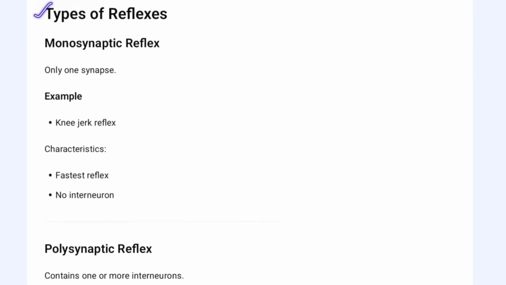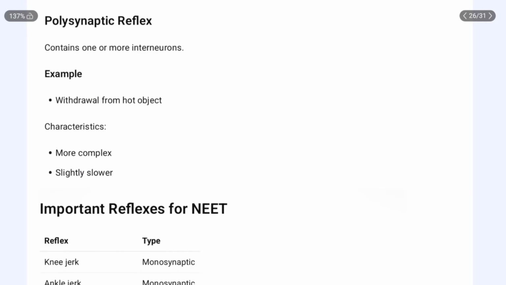Now types of reflexes. At first, monosynaptic reflex. Only one synapse is involved. Example is knee-jerk reflex. Characteristic: first stage reflex, no interneuron is present. Then polysynaptic reflex. It contains one or more interneurons. Example is withdrawal from the hot object. Characteristics are more complex and slightly slower.